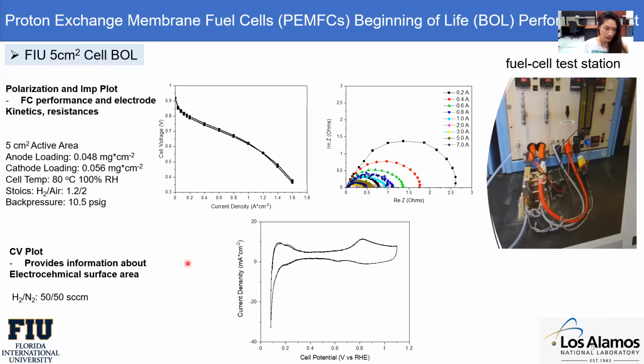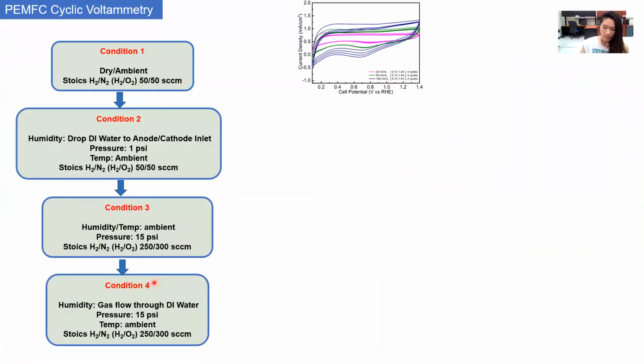For the CV plot, it provides information about the electrochemical surface area. The hydrogen to nitrogen flow ratio is 50 to 50 ccm. Before the fuel cell sensor, we need to understand how the proton exchange membrane fuel cell works. So we measure the CV, the polarization, and the impedance at different conditions.